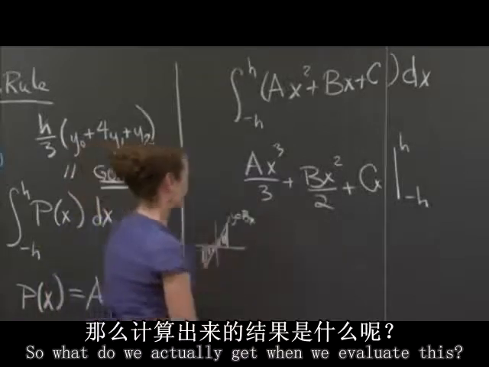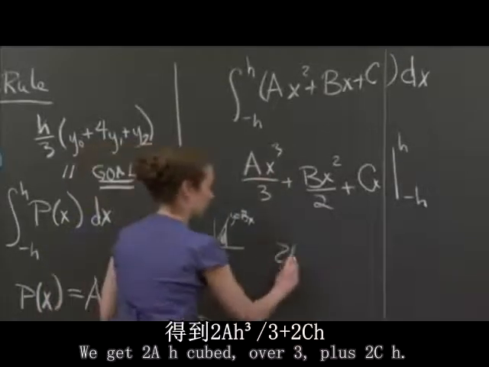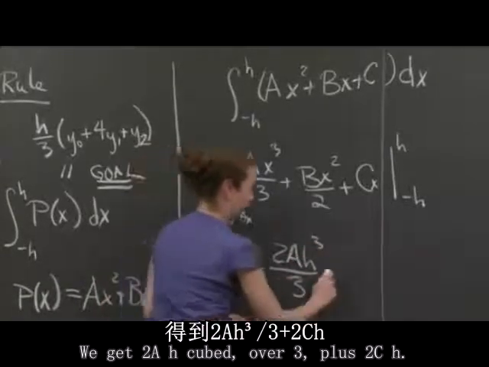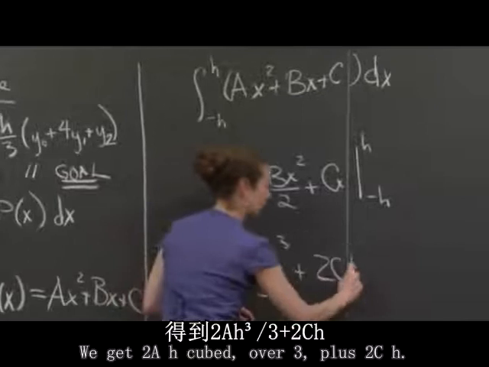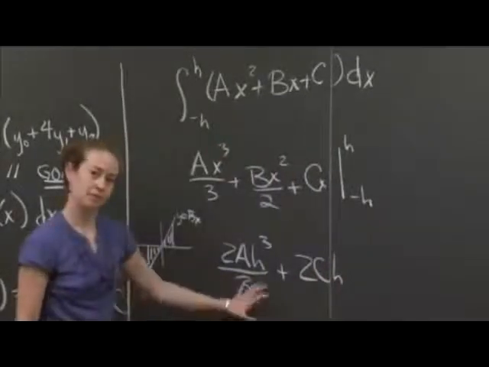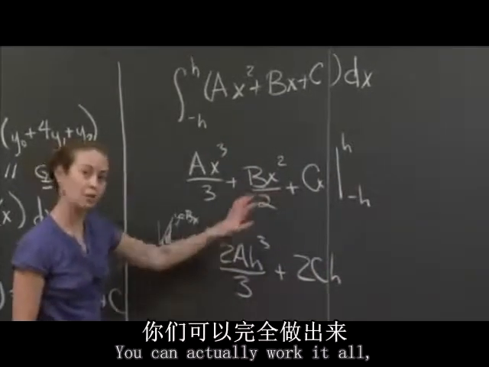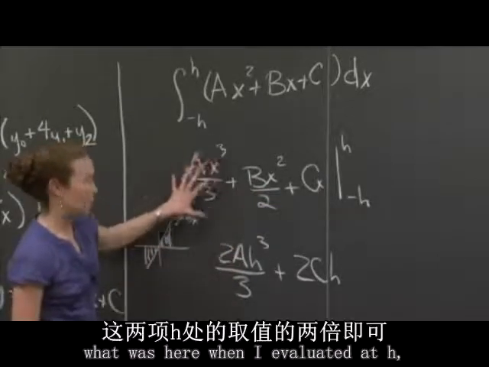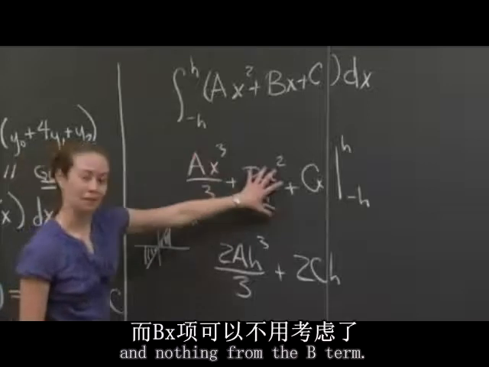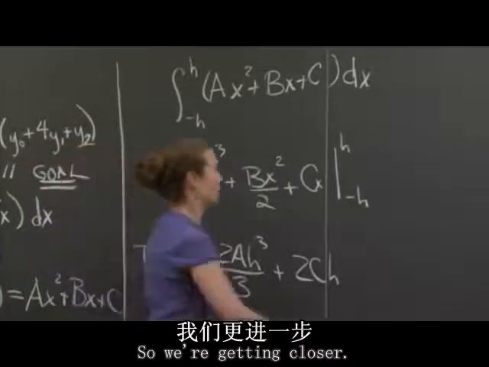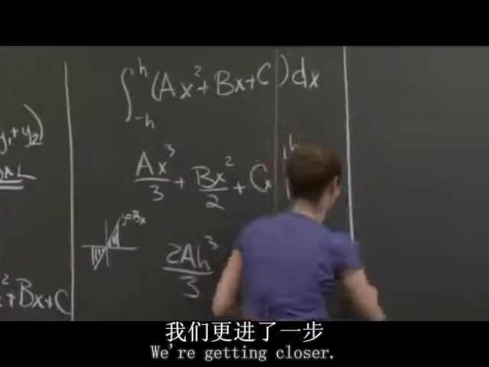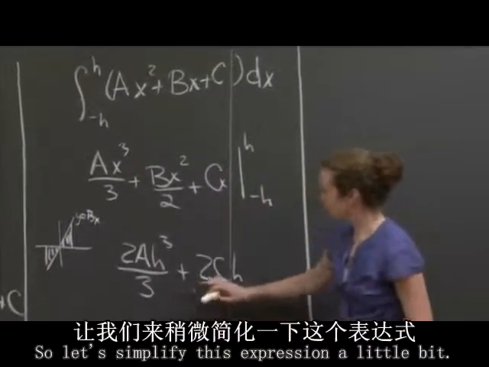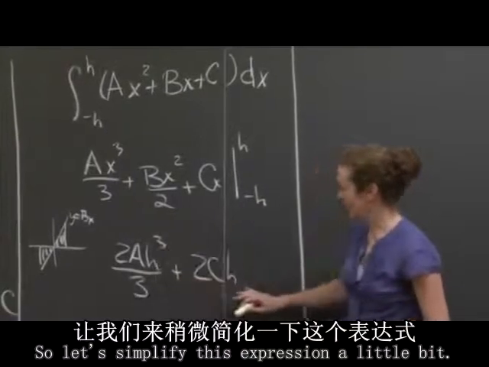So what do we actually get when we evaluate this? We get 2a h cubed over 3 plus 2c h. So that's what we get. You can actually work it all out, put in all the h's and see that, but I knew I was going to have double what was here when I evaluated at h and nothing from the b term. So we're getting closer. We might not look like we're getting closer, but we're getting closer. So let's simplify this expression a little bit.